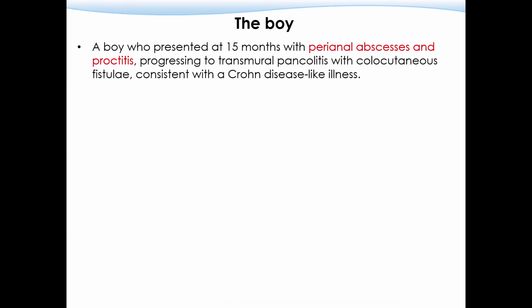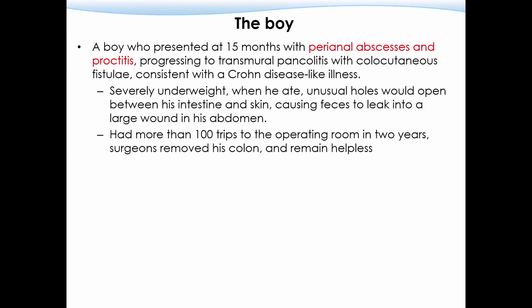So this is one of the very early phases of genome sequencing technology. There's a boy who presented at 15 months with a disease I cannot pronounce, progressing to something I cannot pronounce. Translated into English, that means severely underweight. When he ate, unusual holes would open between his intestine and skin, causing feces to leak into a large wound in his abdomen. He had more than 100 trips to the operating room in 2 years. The surgeon removed his colon and remained helpless.